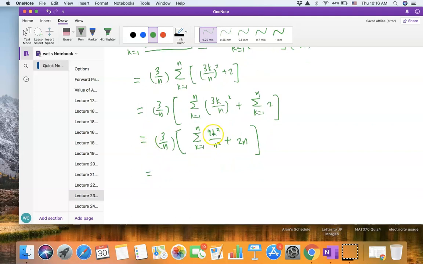And this summation is like 9 times 1 squared over n squared plus 9 times 2 squared over n squared plus 9 times 3 squared over n squared plus 9 times 4 squared over n squared. So we can see each term has a factor 9 over n squared. So therefore we can factor that out.